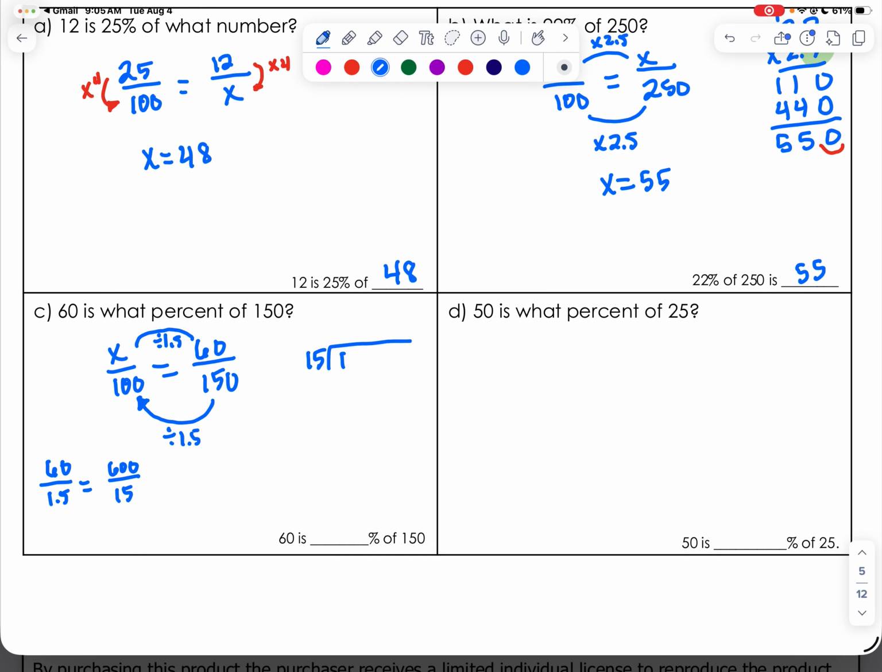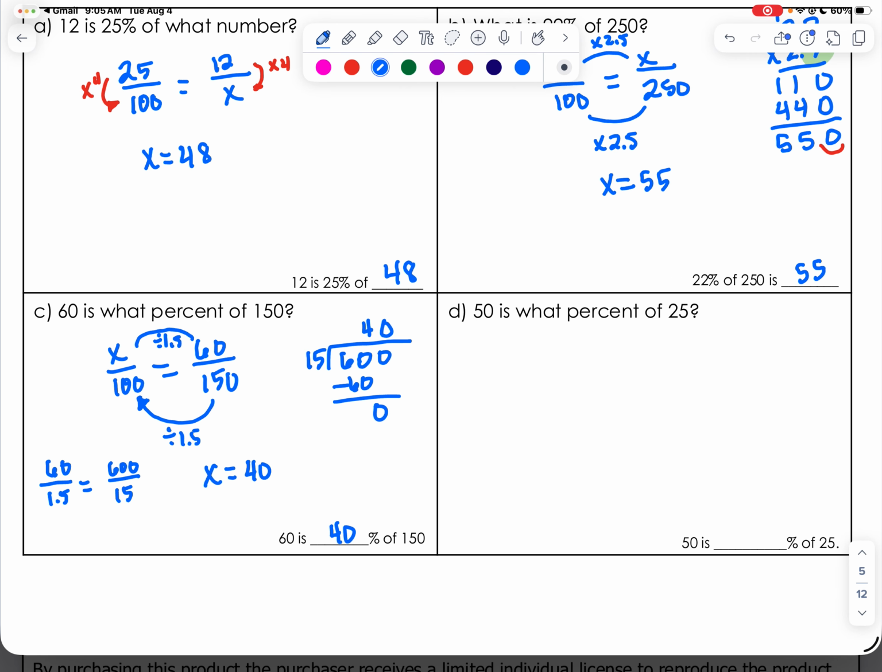So 15 goes into 600. 15 goes into 60 4 times. 4 times 15 is 60. Subtract and bring down. 15 goes into 0 0 times. So x is equal to 40. So 60 is 40% of 150.